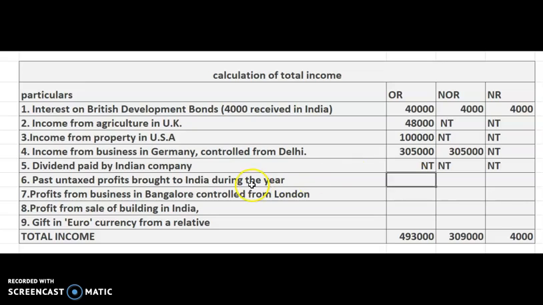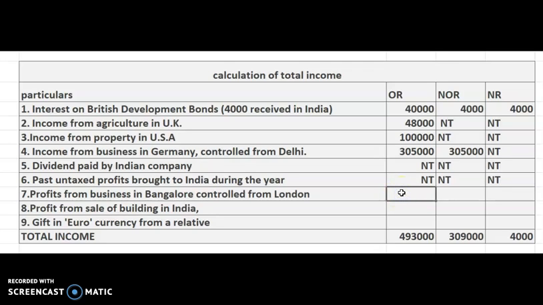Yes, next one, past untaxed profit brought to India. It is given in the conditions itself. It is not at all taxable. Again, one more item is exempt from tax. Not taxable. We can consider it as exempt also.